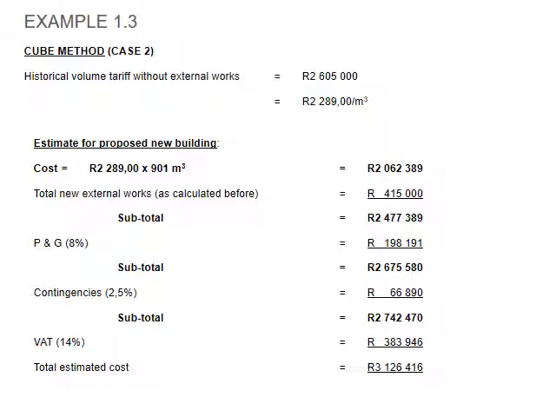Same method applies. You've got your historical cube rate, you times it with your new cube volume to get to your base. You add your external works and items that you added, and you do the same, and you get to your estimation at the bottom, and you can compare that to your previous calculation.